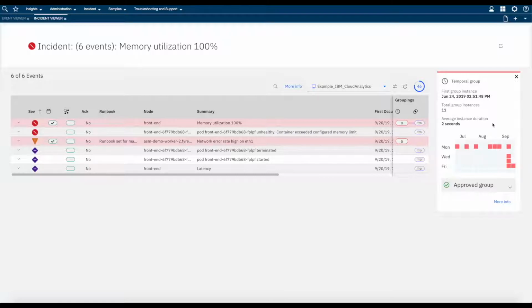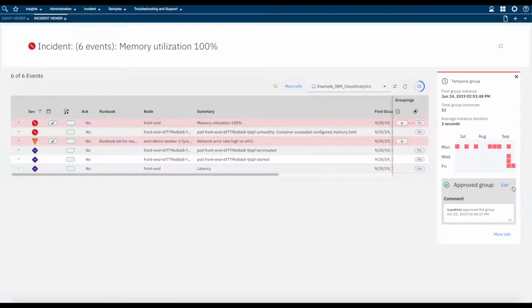Within this panel that's just appeared, the operator is presented with some high-level information about the temporal group they've selected. Firstly, towards the top of the panel, they are given information around when the first group instance was, how many instances there have been, and what the average duration is. Working down the panel, they can also see a high-level overview of the different times this occurred in this calendar heat map. And most importantly, they also have available information about whether an operator in the past has already approved this. What that means is that operator has seen this information and validated that they believe the result that's come back from the system.